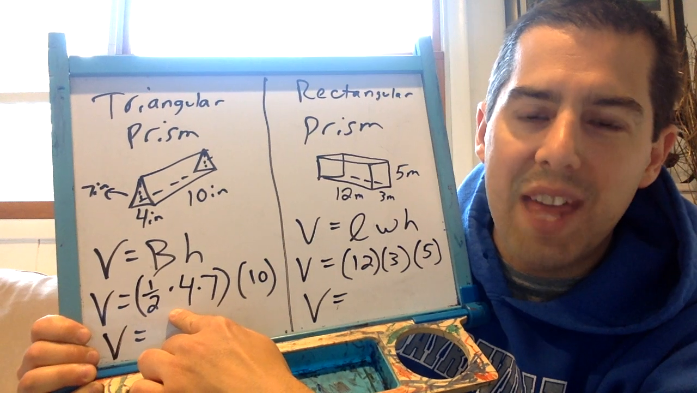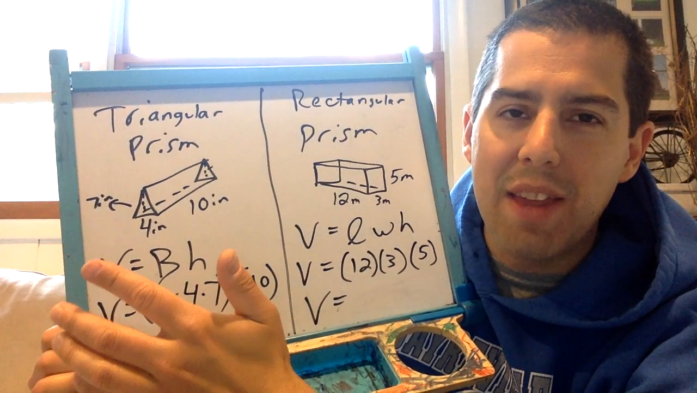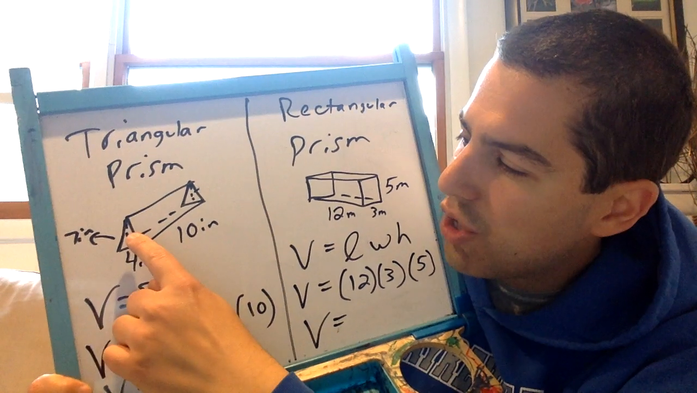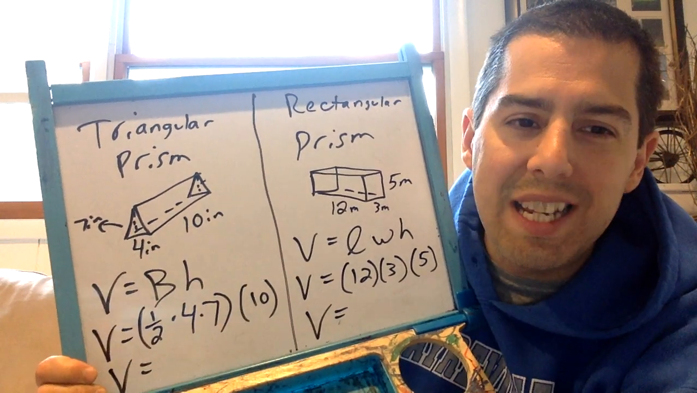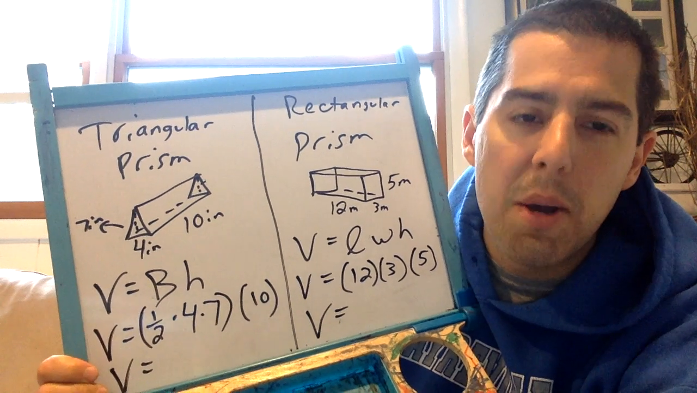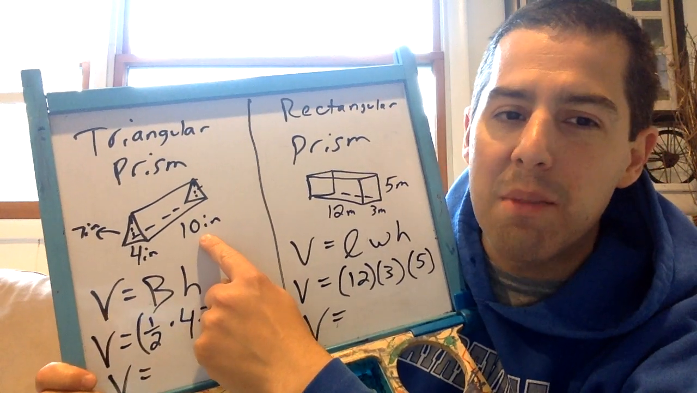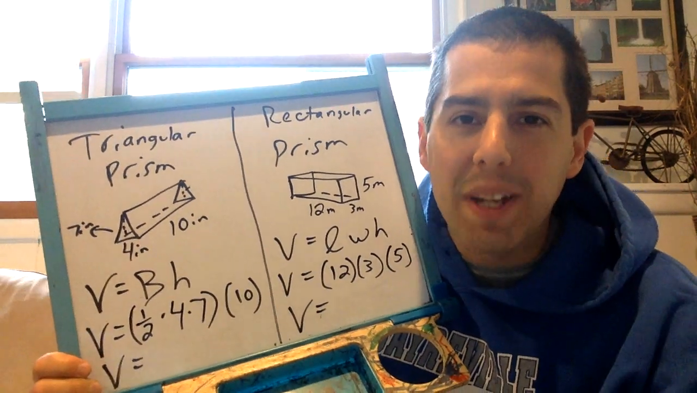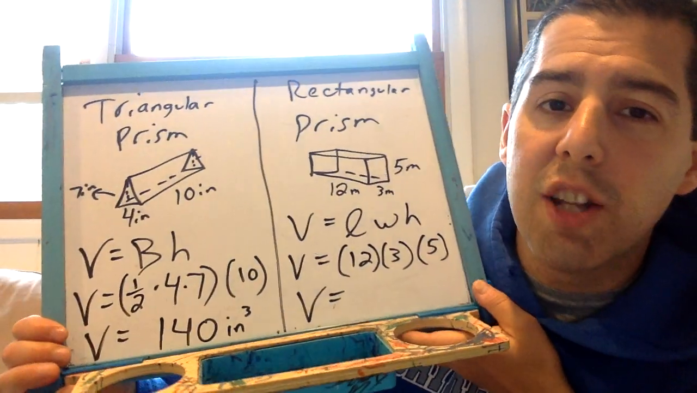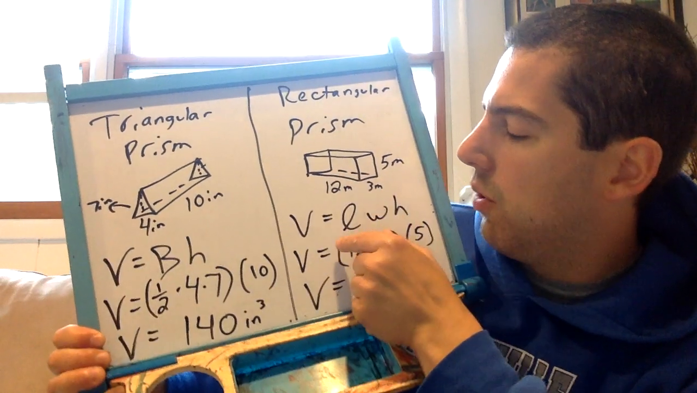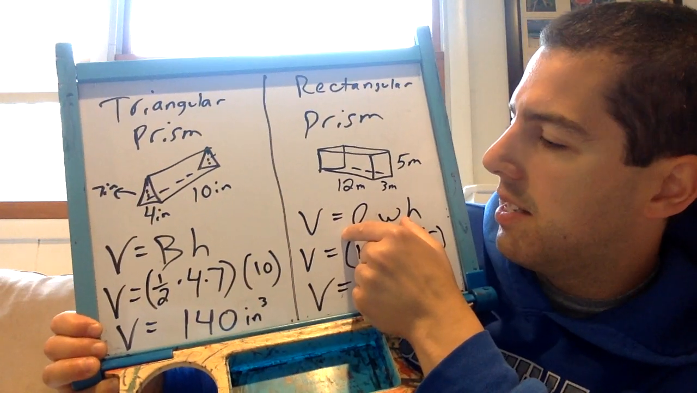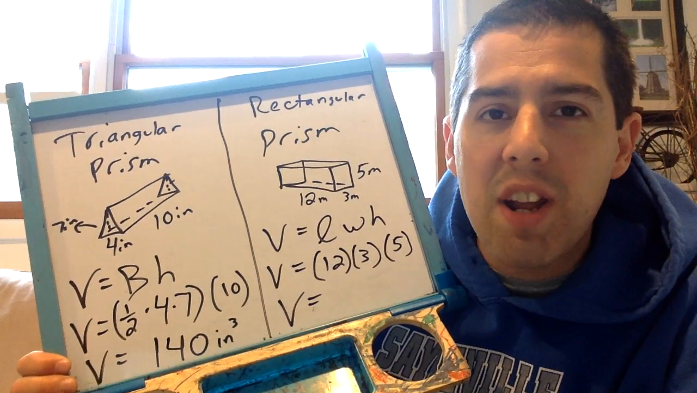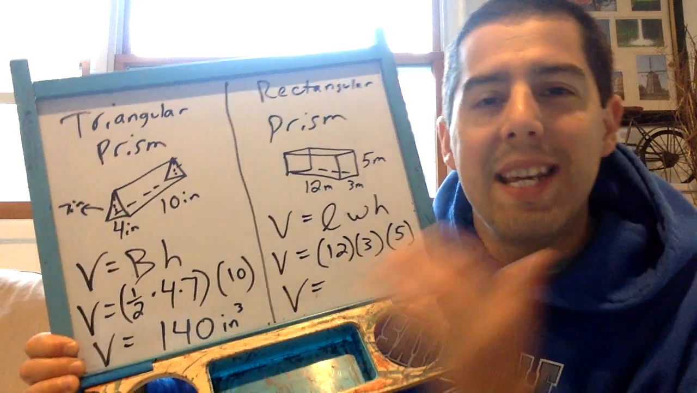The area of that triangle, if we do some mental math, half of 4 is 2. 2 times 7 is 14. So that triangle is 14 square inches, but it's been extended 10 times. So I multiply by 10 and I'll get 140 cubic inches. Rectangular prism, I get the area of the base again, only this time that letter B is replaced by length times width. Why? Because what's the area of a rectangle? Length times width. It's the same idea.